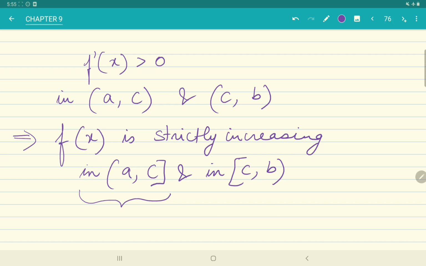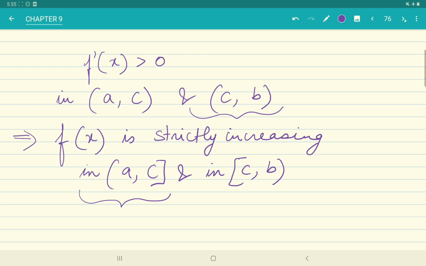Also, if the function is strictly increasing here, that means any point to the right of C and till B, we know that the function is strictly increasing. At C, the tangent to the graph of the function is parallel to the x-axis.